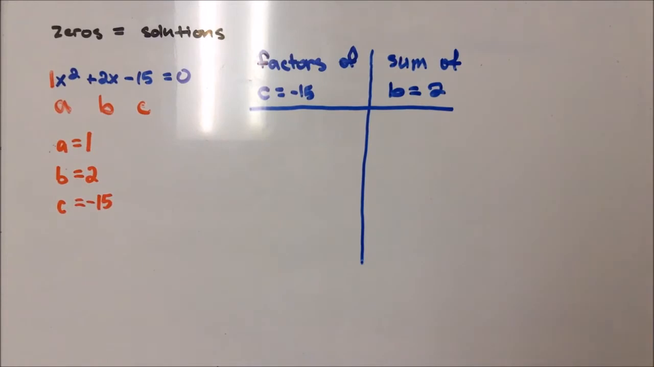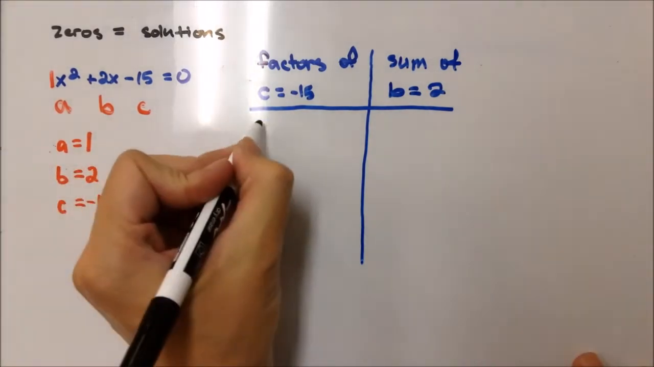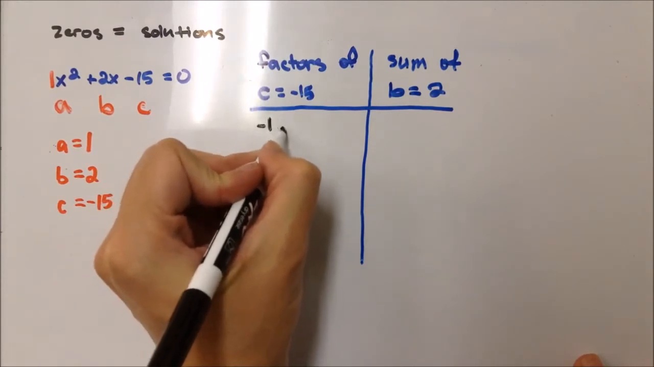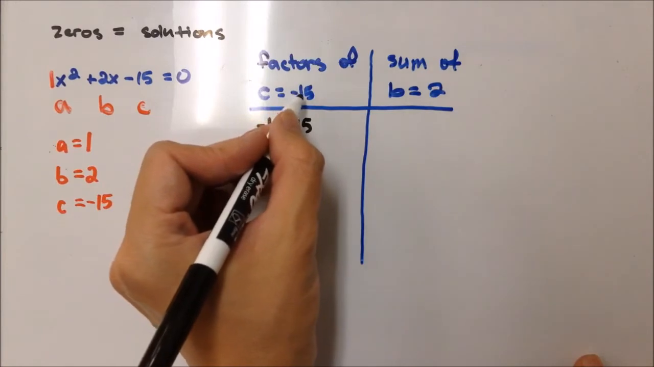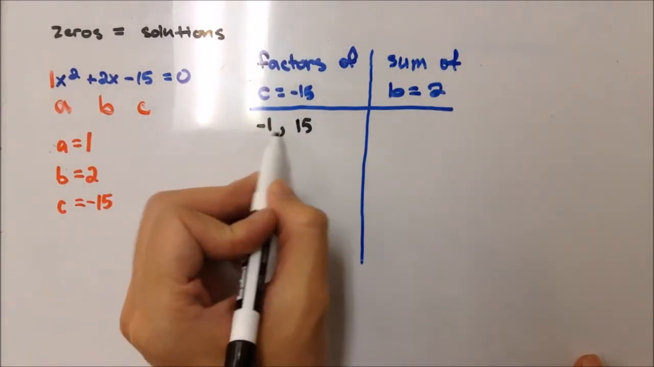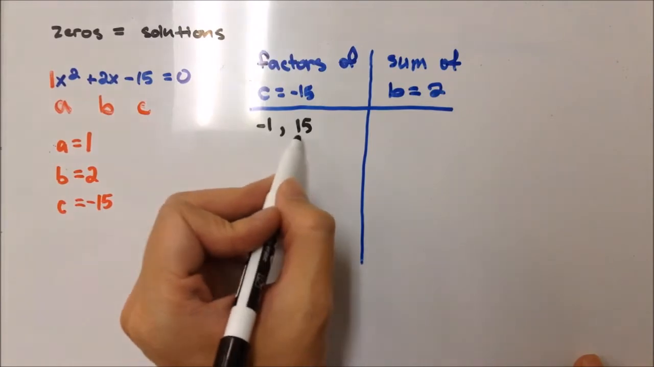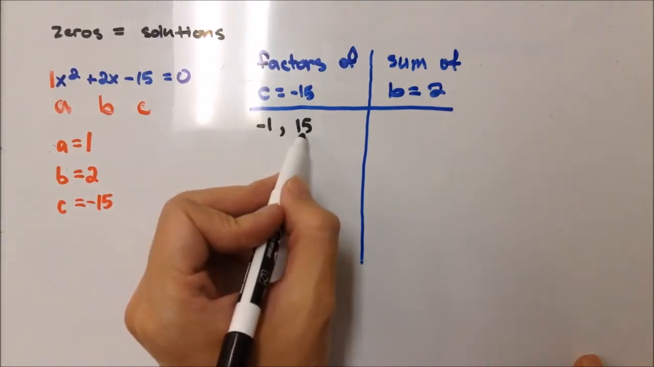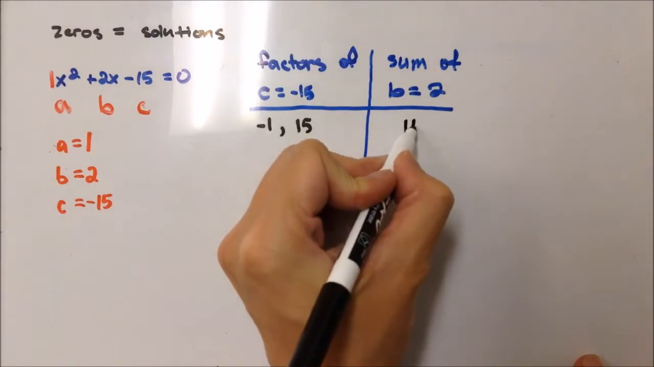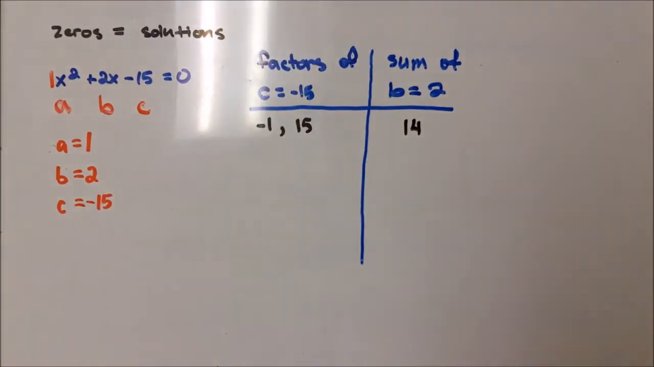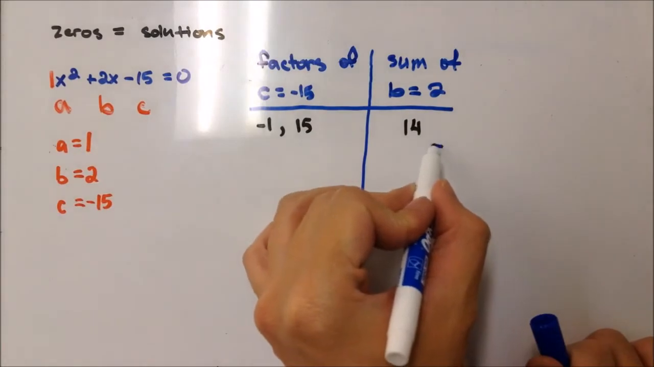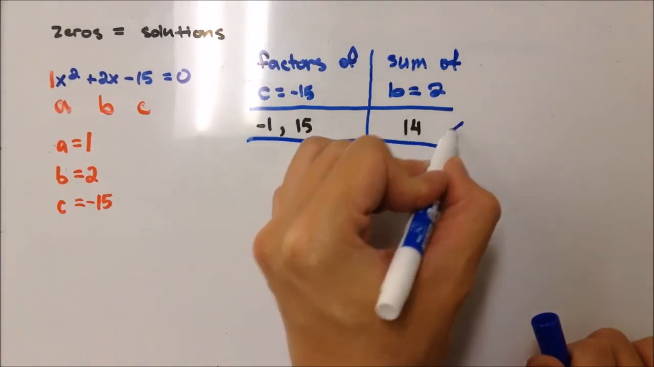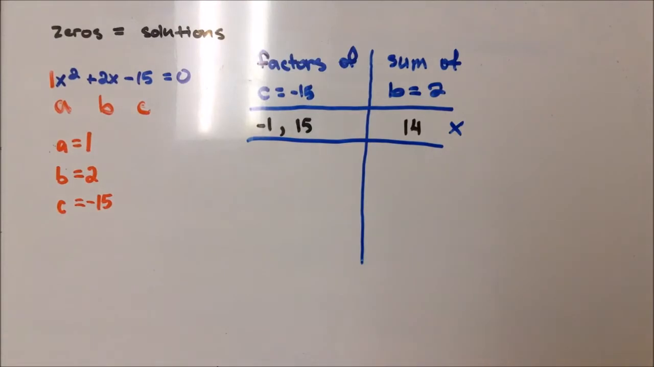So let's think of factors of negative 15. We can try negative 1 and positive 15. Negative 1 times 15 will give us a negative 15. But if we're going to determine the sum of these two factors, well, the sum between negative 1 and 15 is a positive 14. Well, we can't use those two factors because that 14 does not match with our B value, which is 2. So, I'm going to write next saying that we're not going to use that and think of other factors.